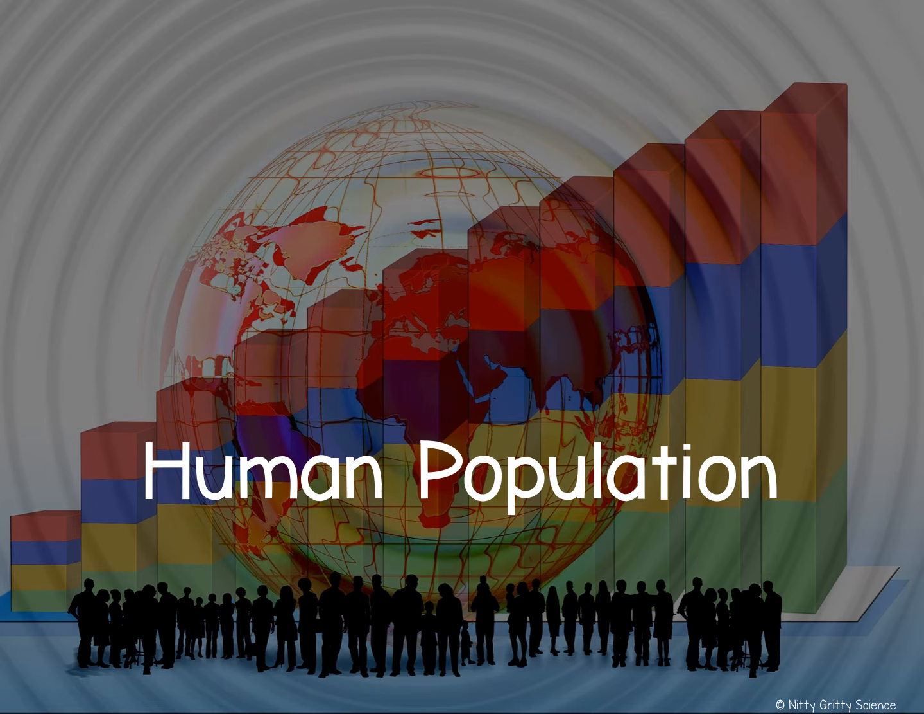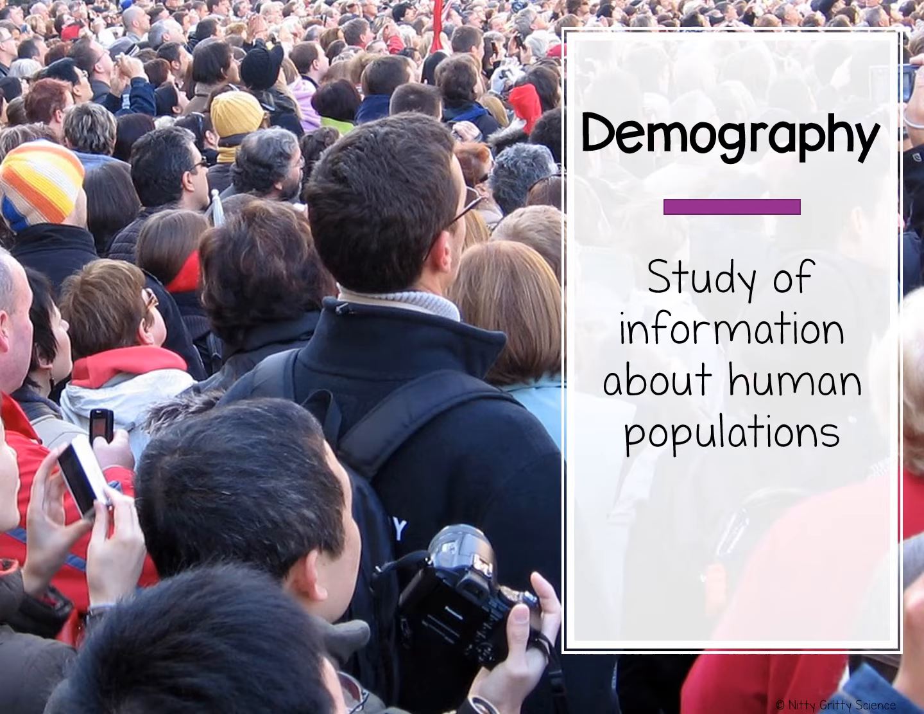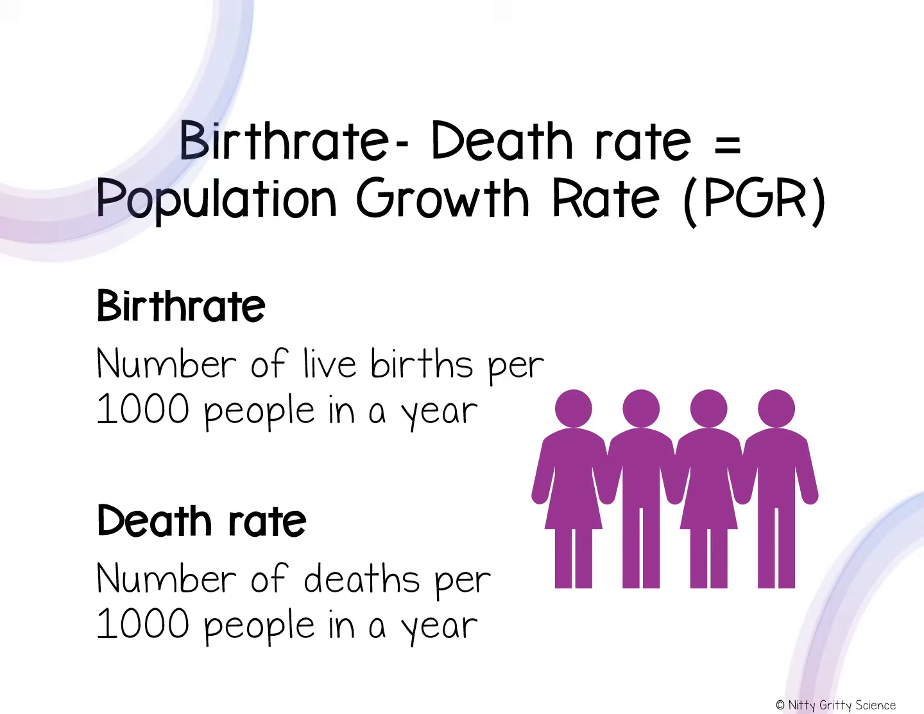Human population. Every few years, a census, which counts all the people who live in a country, is taken. A census collects information about where people live and their economic condition. The study of information about human populations is called demography. Information about populations includes size, density, distribution, movement, birth rates, and death rates.